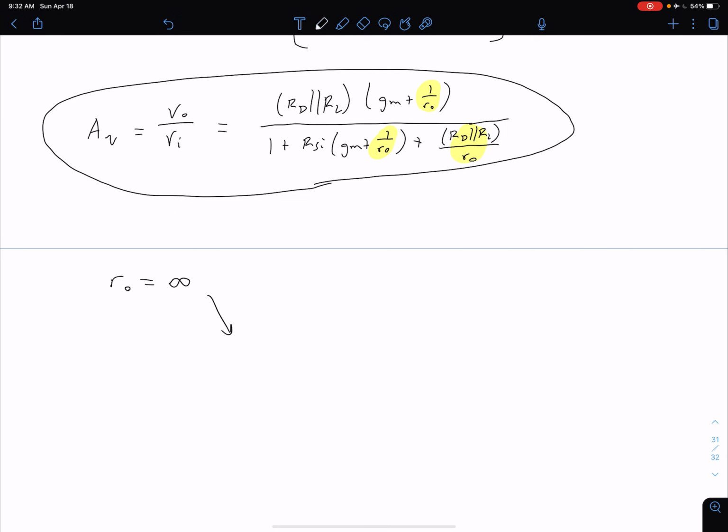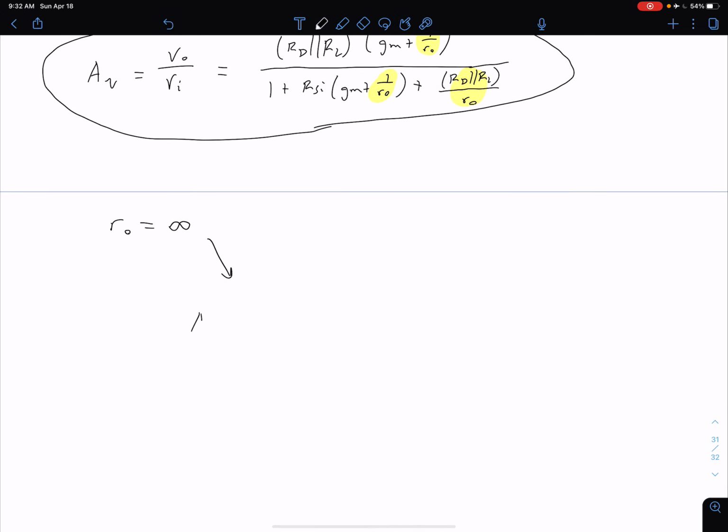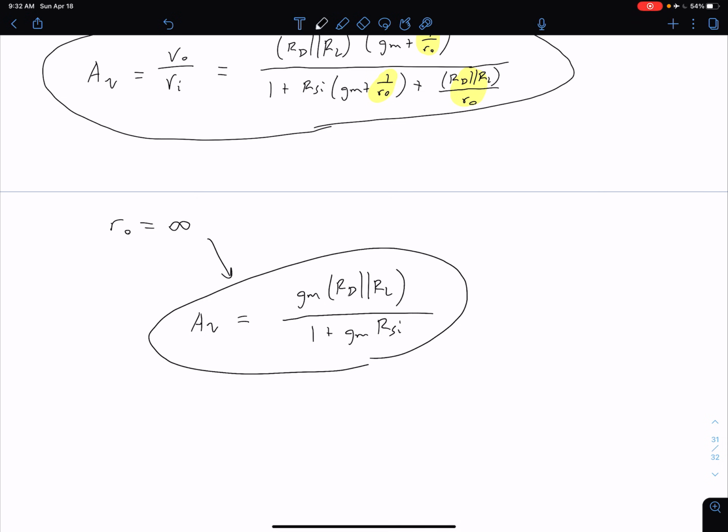And so what we see is if we have an infinite R naught, then our voltage gain equation is simply going to become, we're going to have our GM times RD in parallel with RL in the numerator, and in the denominator, we're going to have 1 plus GM times RSI. And so this is actually the equation that you'll see on page 235 in the textbook.